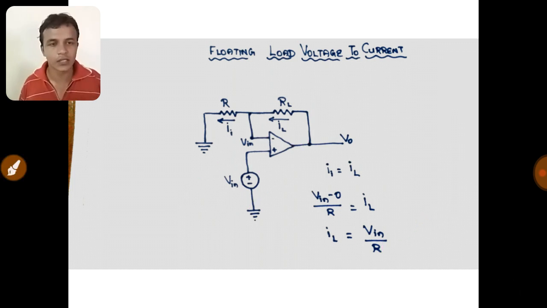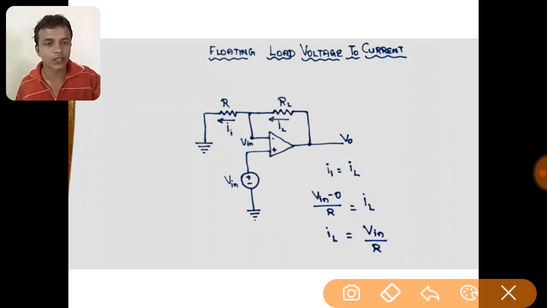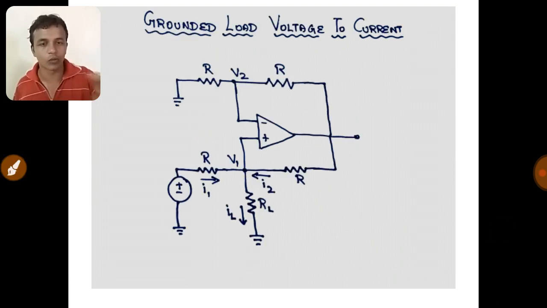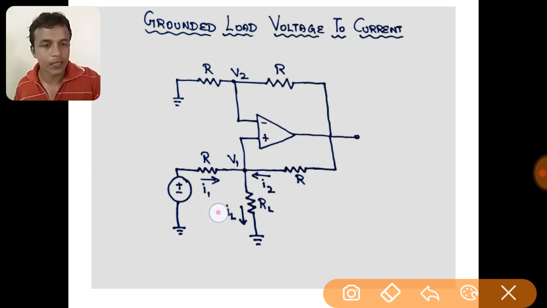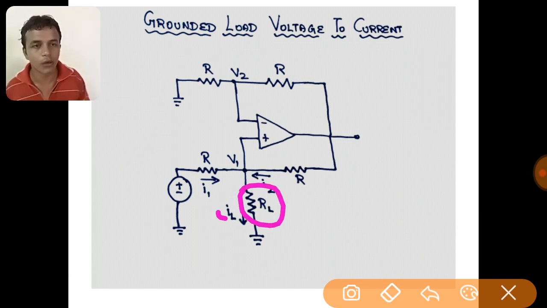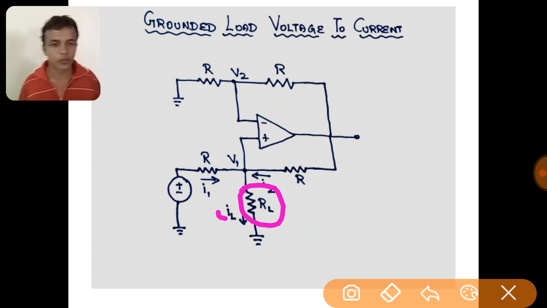Right, now let us discuss another type of voltage to current converter, that is the grounded load voltage to current converter. I forgot to mention the difference between them and why the floating load voltage to current converter has got its name. In the floating load voltage to current converter, the load resistor is floating, it is not connected to the ground, so we call it the floating load voltage to current converter. Whereas in the grounded load voltage to current converter, the load resistance RL is connected to the ground, and this is called the grounded load voltage to current converter.